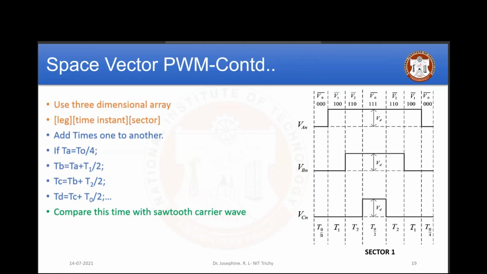So first, at this time, you're going to generate a vector 0, 0, 0 for A, B, C. After some time, you're going to add the time T1 by 2. For this time, it is going to give 1, 0, 0. But how are you going to detect this? To detect this, we're going to use a sawtooth waveform.